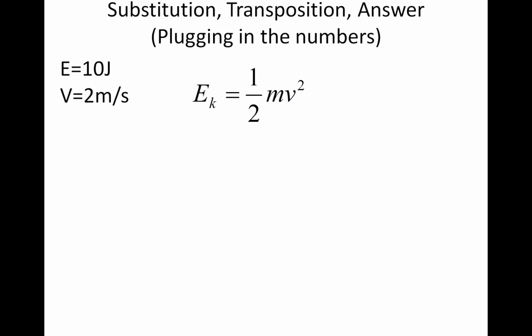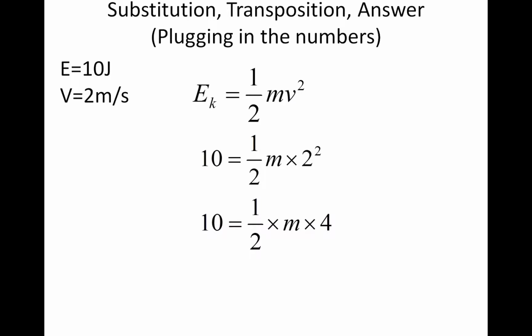So we start with our equation. If the question has given us the kinetic store, which is 10 joules, and it's given us the velocity, which is 2 meters per second, we start with substitution. We replace the E with 10 and we replace the V with 2. This gives us that 10 equals a half m times 2 squared. I'll square the 2 first to give me a half times m times 4. Now we know that a half times 4 is the same as 2. And so we now have 10 equals 2m.